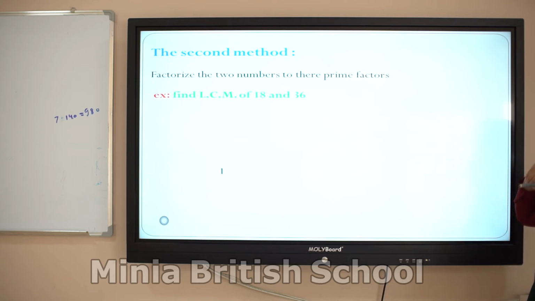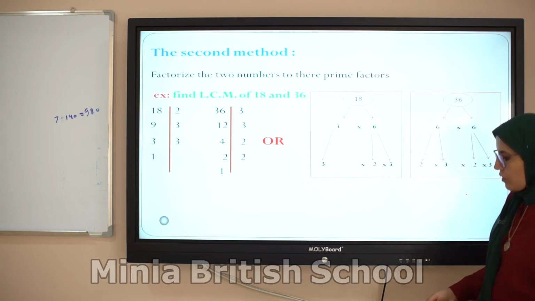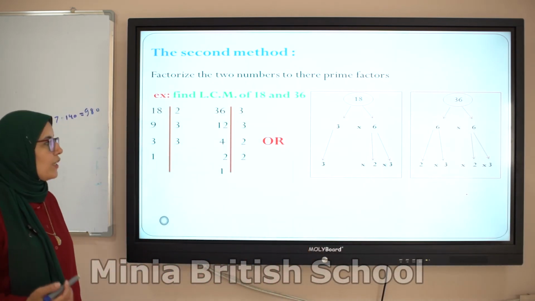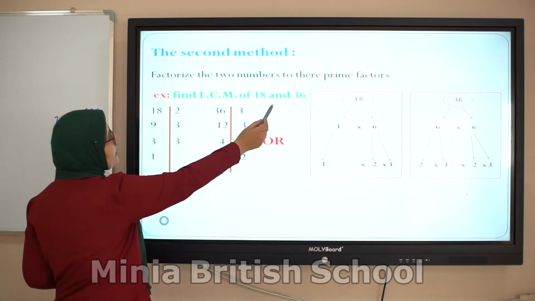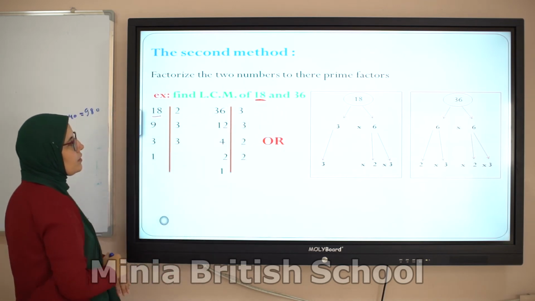Let's see an example. Find the lowest common multiple of 18 and 36. So I will factorize these numbers according to their prime factors. I will take the first number, 18, and write 18 here.